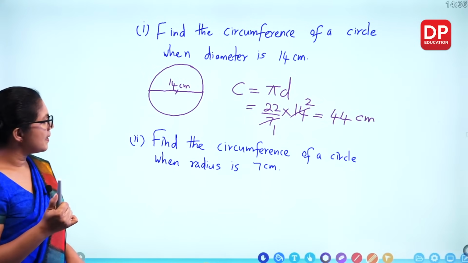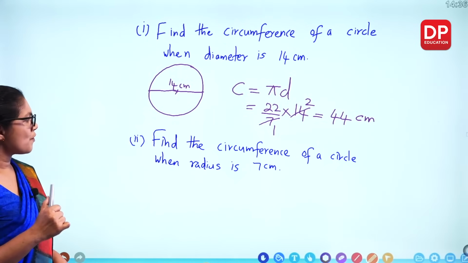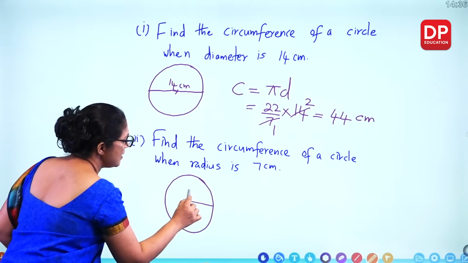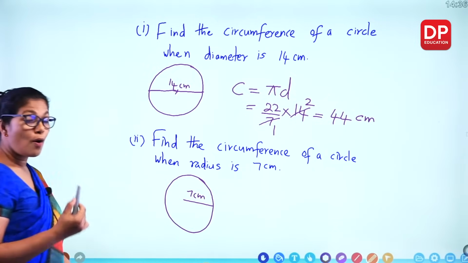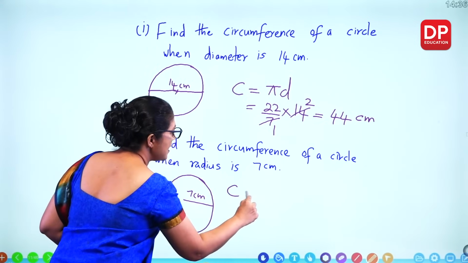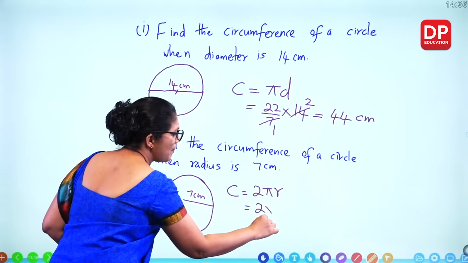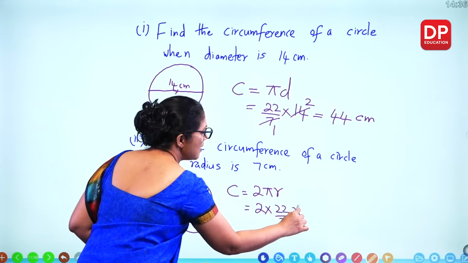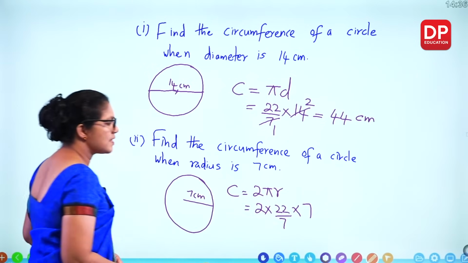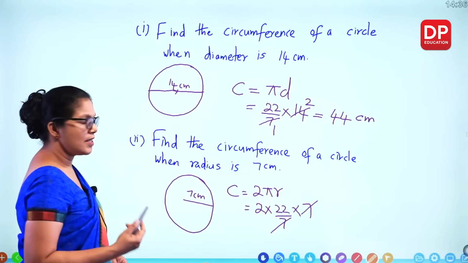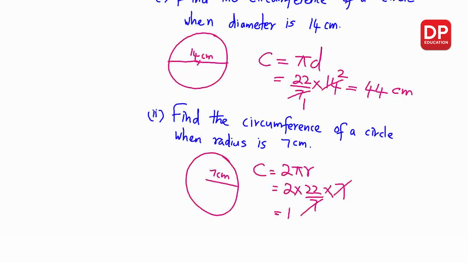We'll take the second example. Find the circumference of a circle when the radius is 7. In this case, the radius is given as 7 centimeters. So what's the formula? The suitable formula in terms of r is 2 pi r. Then substitute the pi value, that's 22/7. The radius value is 7. Now see whether you can simplify. Yes, this 7 gets cancelled out with this 7. 2 times 22, you get 44. What's the unit? This is also in centimeters.